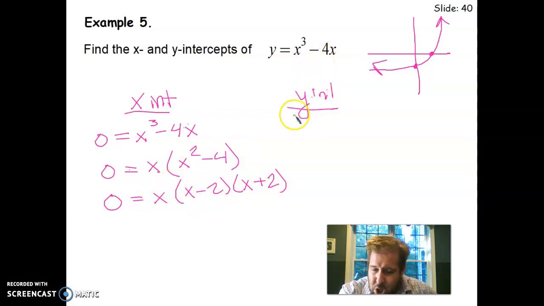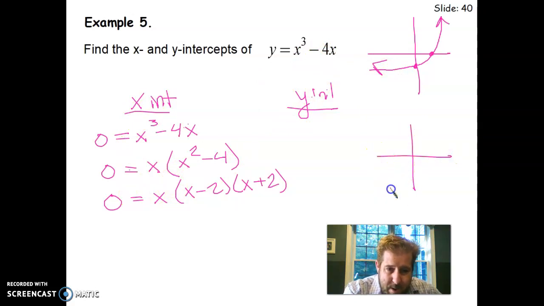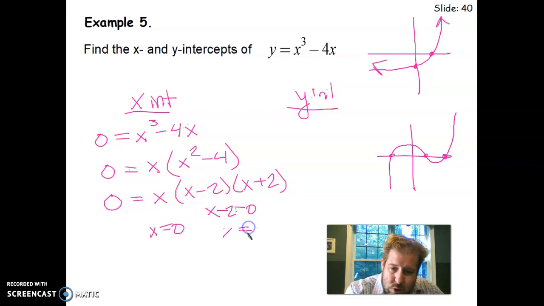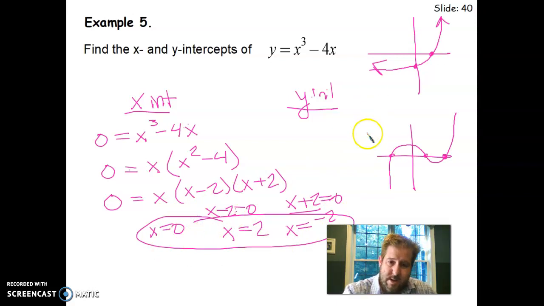So once again, this is cubic. So x-intercepts, it actually can have, remember, cubics can look like this. It is possible for cubics to have 1, 2, 3 x-intercepts. So we've got x equals 0. If I do x minus 2 equals 0, then obviously that's going to be 2. And if I do x plus 2 equals 0, that's going to be negative 2. So it looks like this function has 3 different x-intercepts.